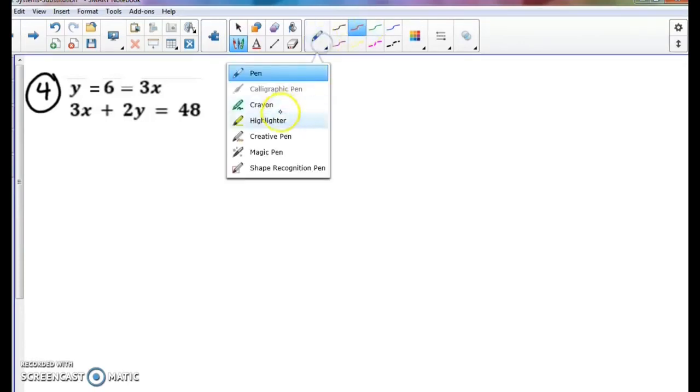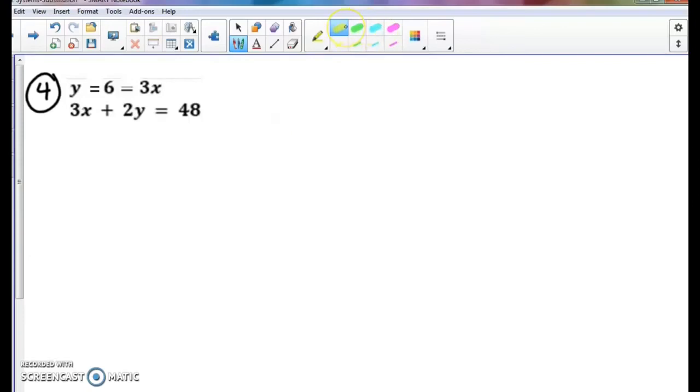So remember, step 1 is to make sure we have one equation solved for one variable. If we look at this first one, we have y by itself, so the top equation's already solved for y. And now it equals 6 minus 3x. So down here we can replace this y with your 6 minus 3x.